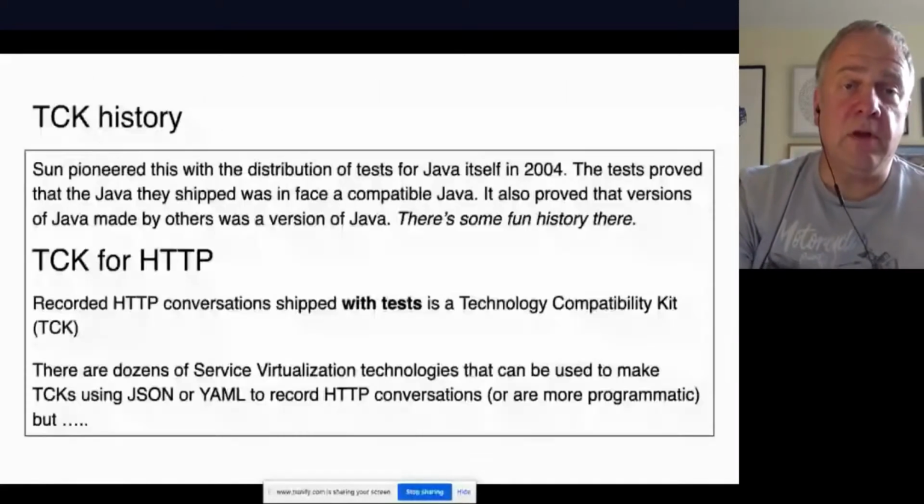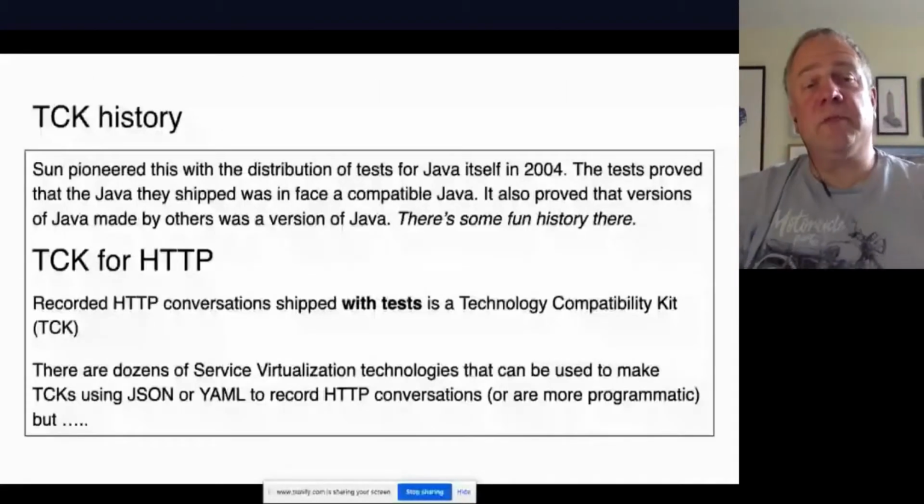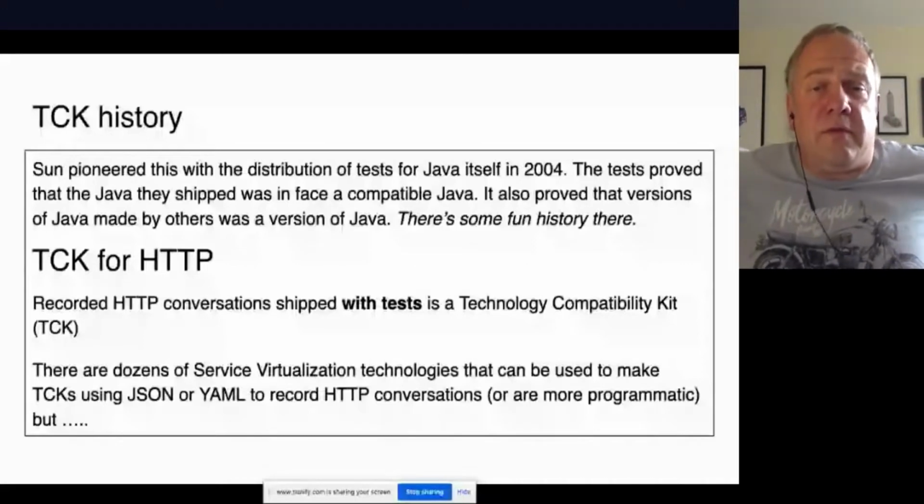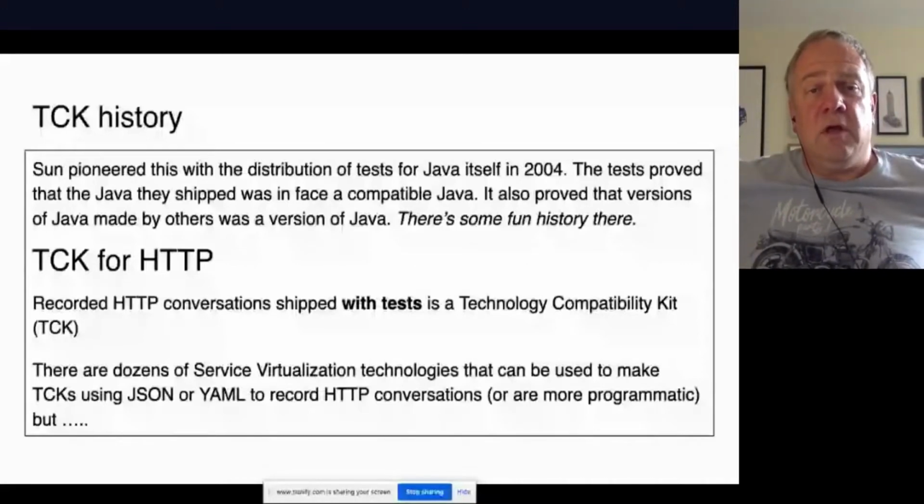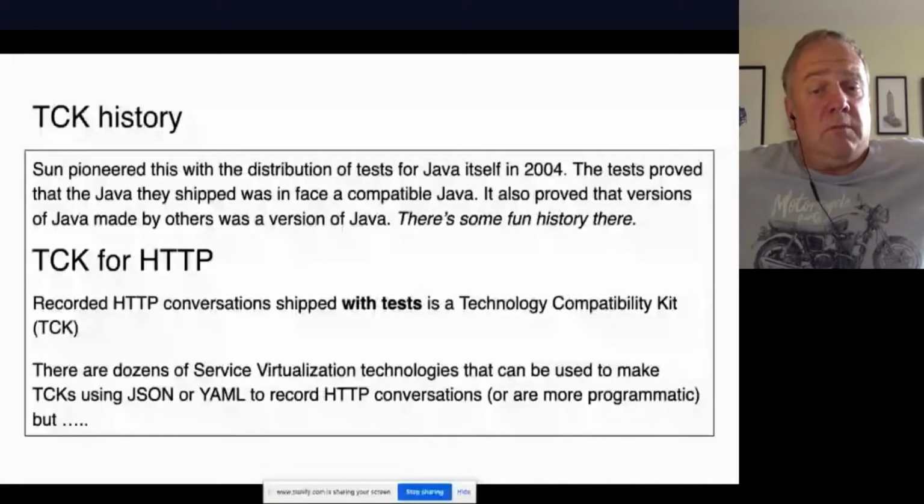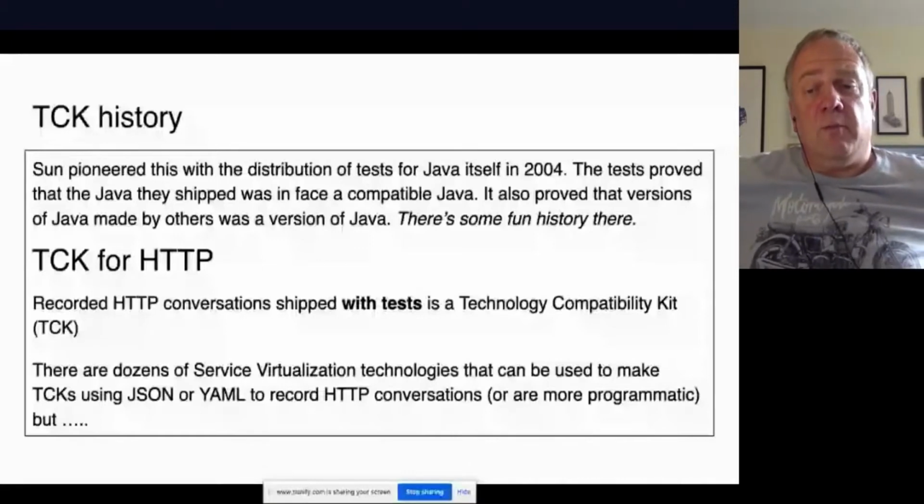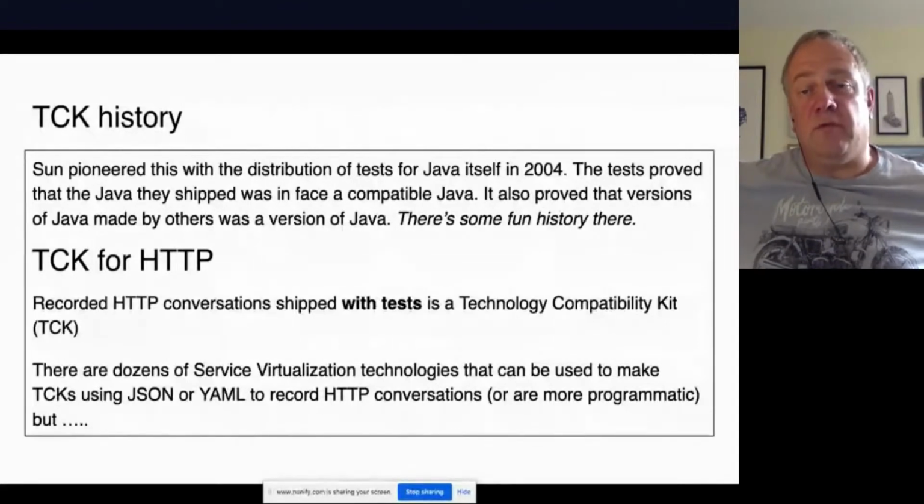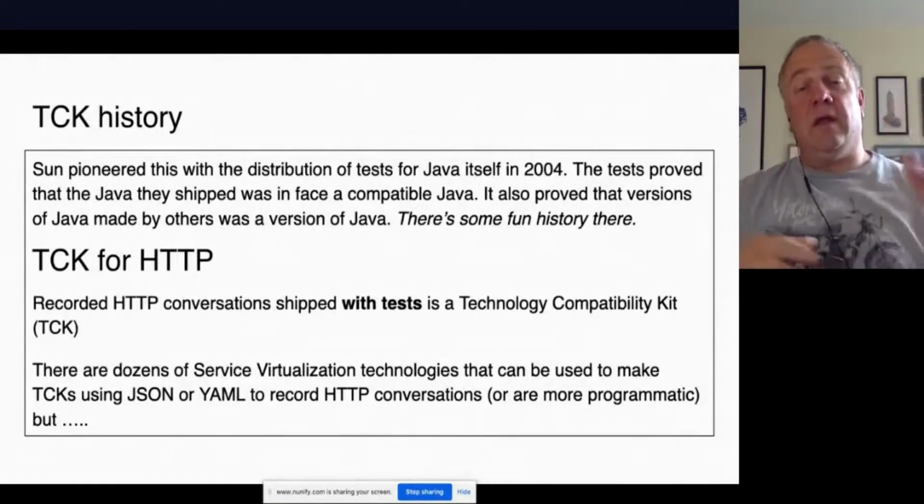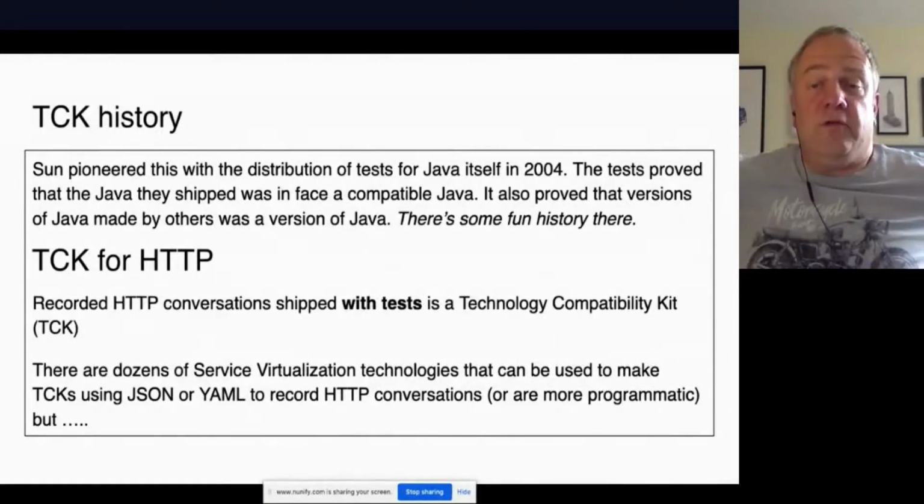So some history of TCKs. Sun pioneered this idea in 2004. They made Java, a programming language that's fairly popular still, and they made that in 1995 or 1994. And by 2004, they shipped some tests. They'd been using them themselves internally to prove that they hadn't broken Java itself, and they shipped them as a whole bunch of things that you yourself could use if you wanted to prove that Java was Java.